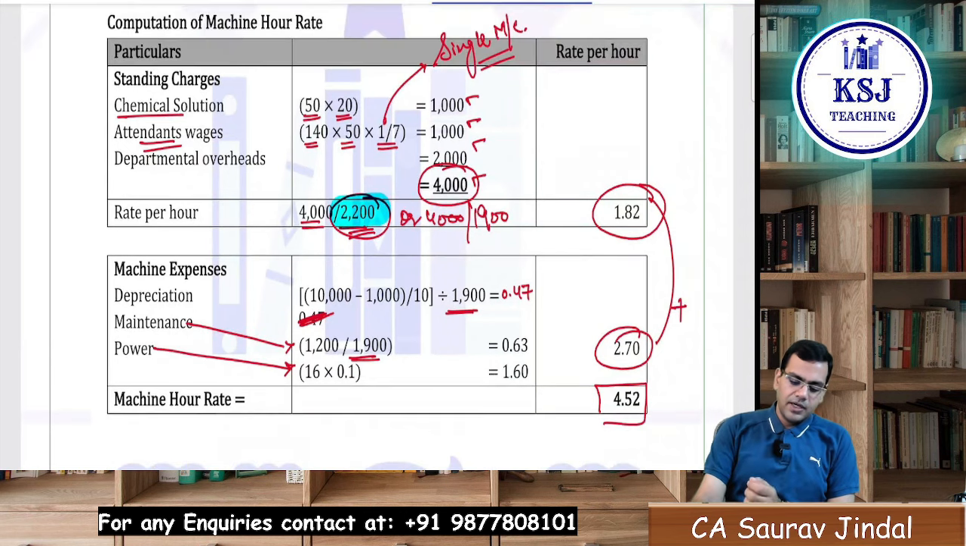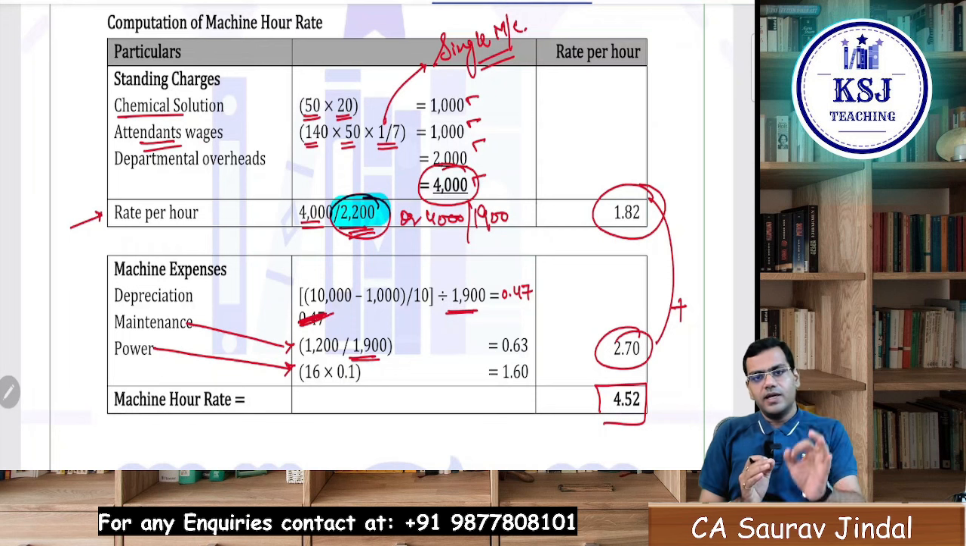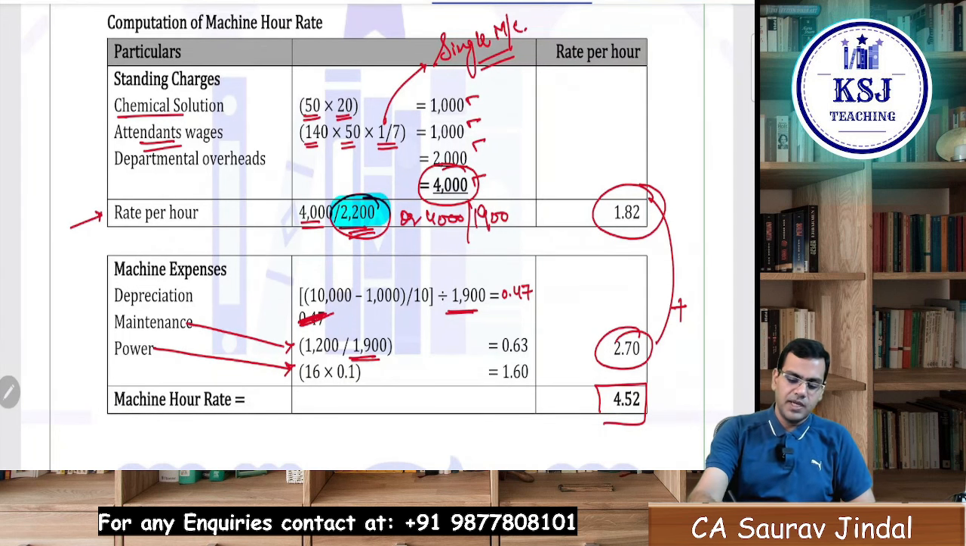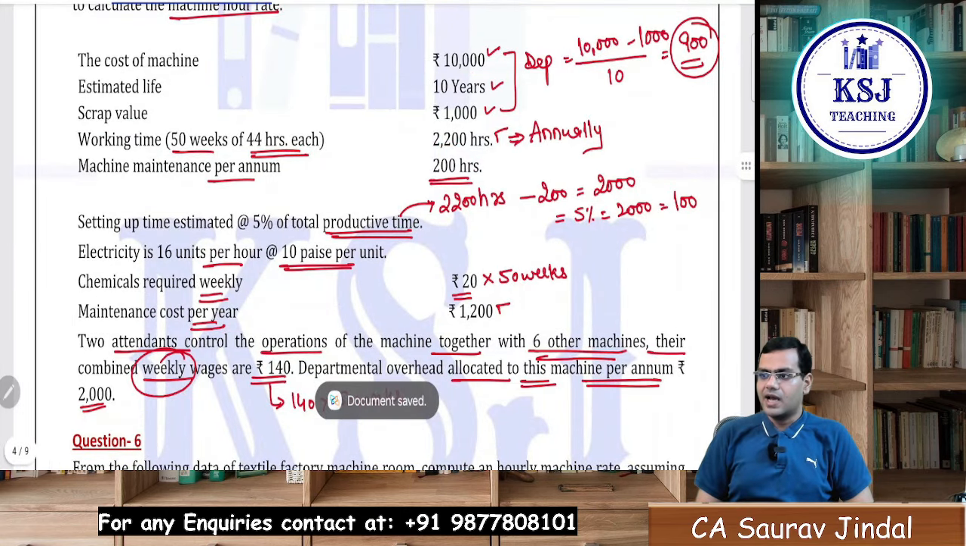So this is important here. Please be very careful with the rate per hour: you can take 2200 and you can take 1900 also. That will also be absolutely correct. Nothing to worry about it. Please do not worry at all, sir.